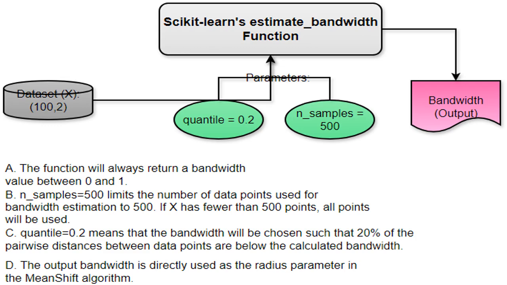This statement is right. The quantile parameter is set to 0.2 or 20%. I'm telling the function to find a bandwidth so that 20% of the distances between all my data points are smaller than that bandwidth. Incorrect. The bandwidth isn't the radius directly used in the mean shift algorithm, although it's crucial. It determines the size of the kernel used to search for density peaks in mean shift.